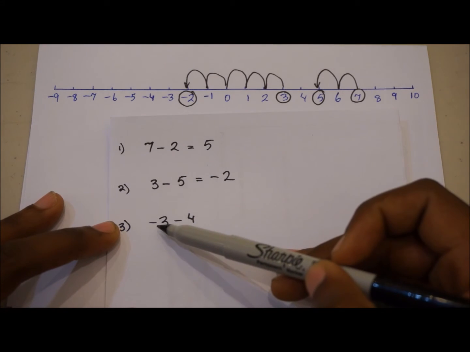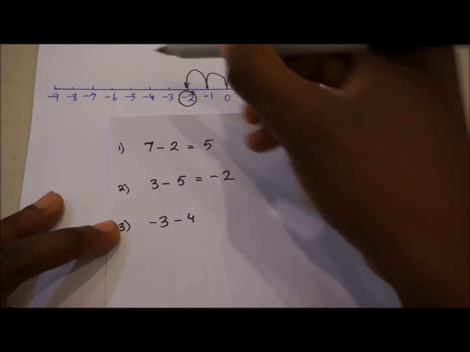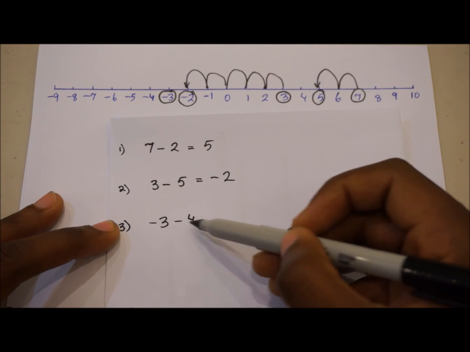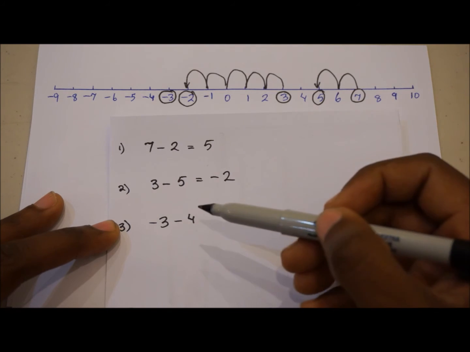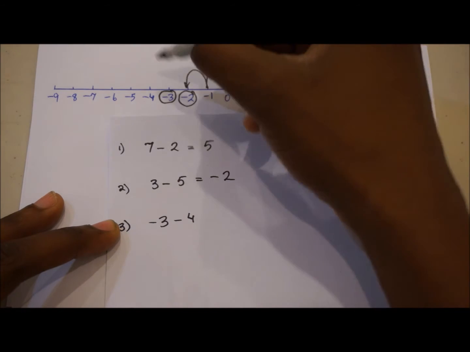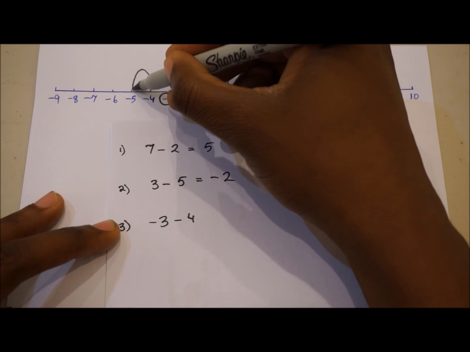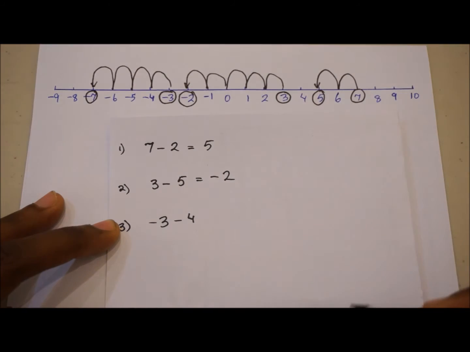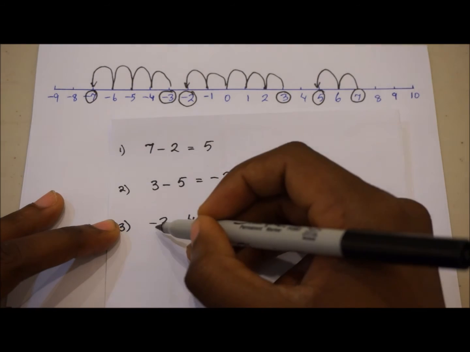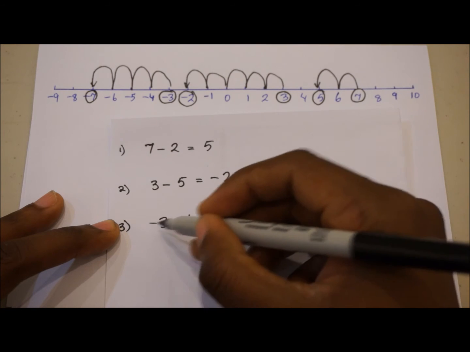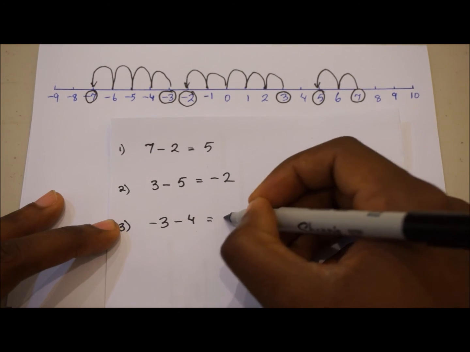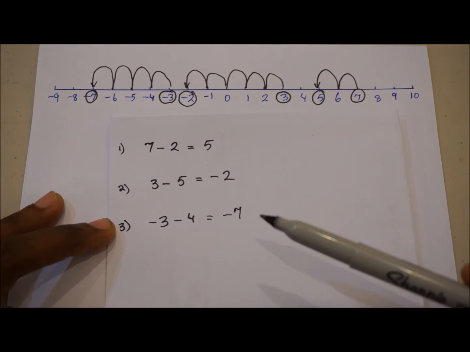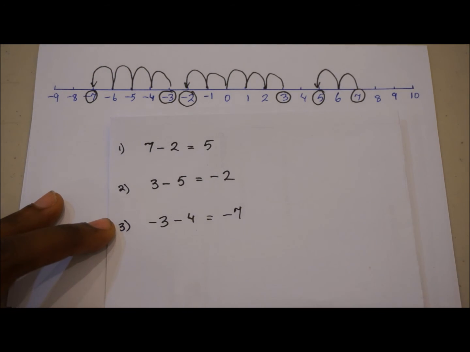Last example, negative 3 minus 4. Start at negative 3. And I have minus 4. This means I need to move 4 spaces towards the left. 1, 2, 3, 4. I end on negative 7. Therefore, minus 3 minus 4, or minus 3 take away 4, is negative 7. So, once you are minusing, you move towards the left on your number line.